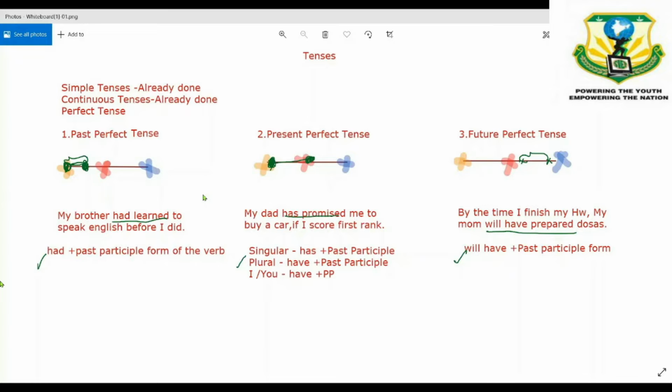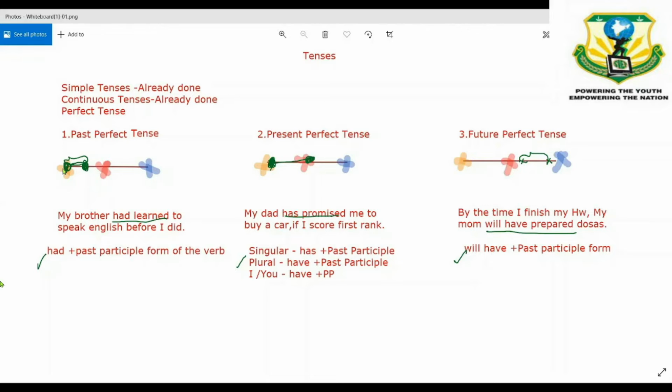For example, I have mentioned all these 3 in a diagram. I have drawn a timeline and I have marked past in orange color, present in red color, and the blue mark says the future tense. In past perfect tense, one activity will start in the past and it will end in the past. So the activity will start in the past, it will take some time and it will complete in the past. For example, my brother had learned to speak English before I did. So every action is already completed. He had already learned to speak before I completed my action.